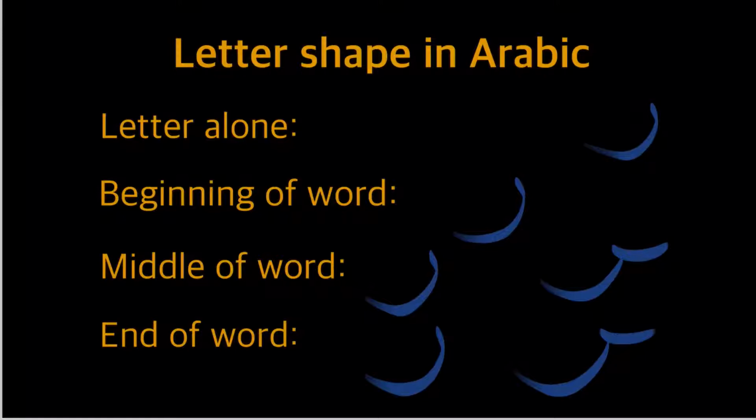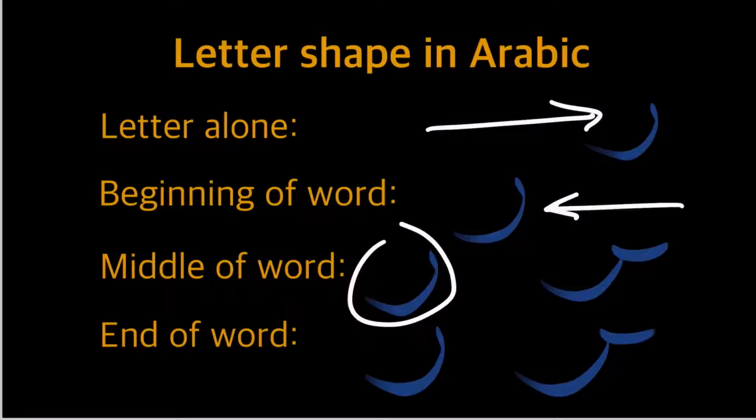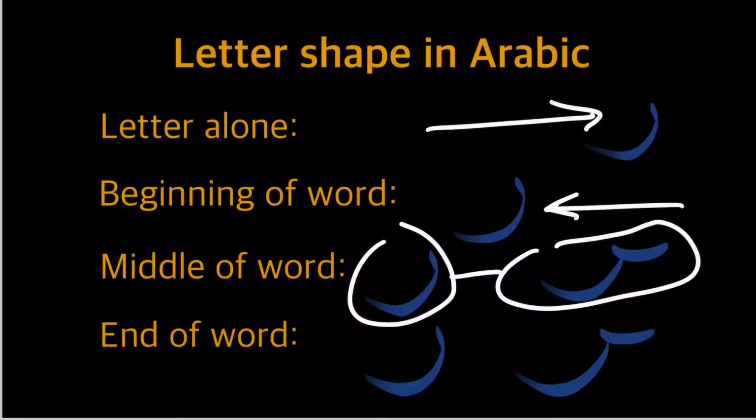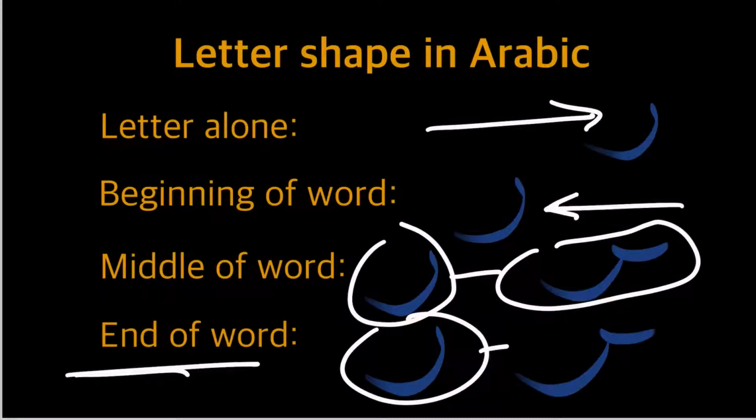Here we see how the letter looks when it is alone. When it is at the beginning of a word, it appears as if it is alone. When it is in the middle of a word, it can appear as if it is alone or connected to a letter before. The same applies when it is at the end of a word. Let's practice.